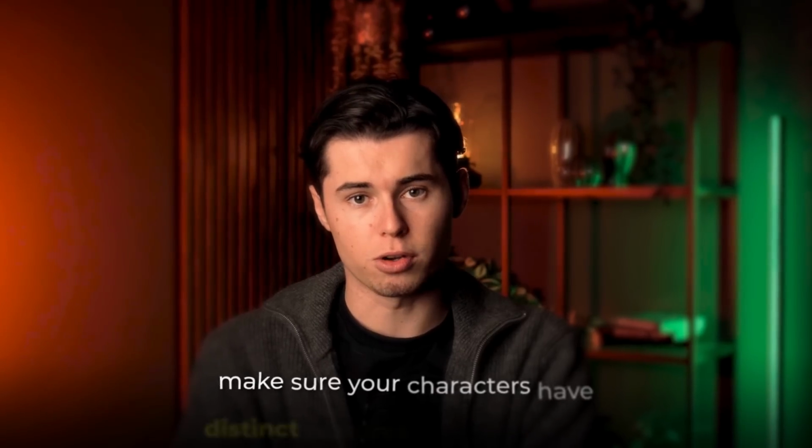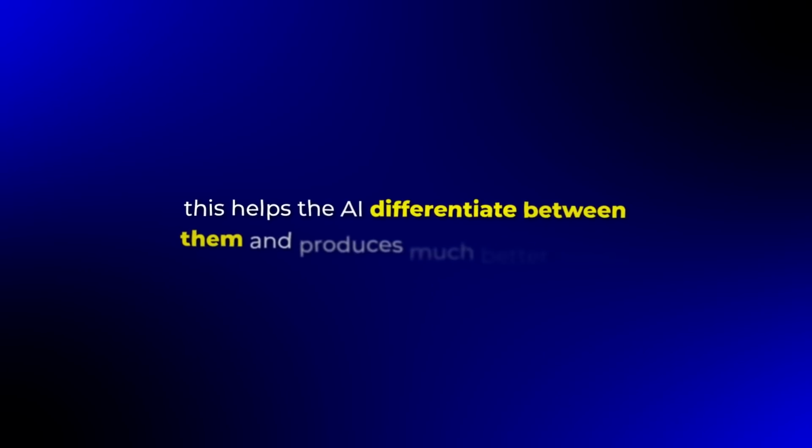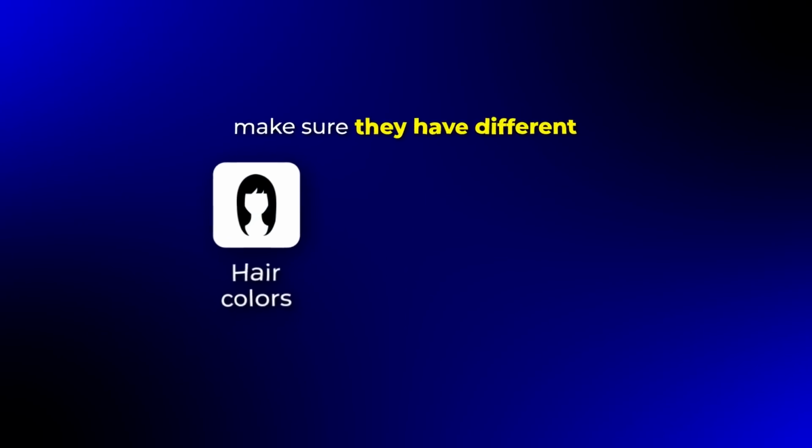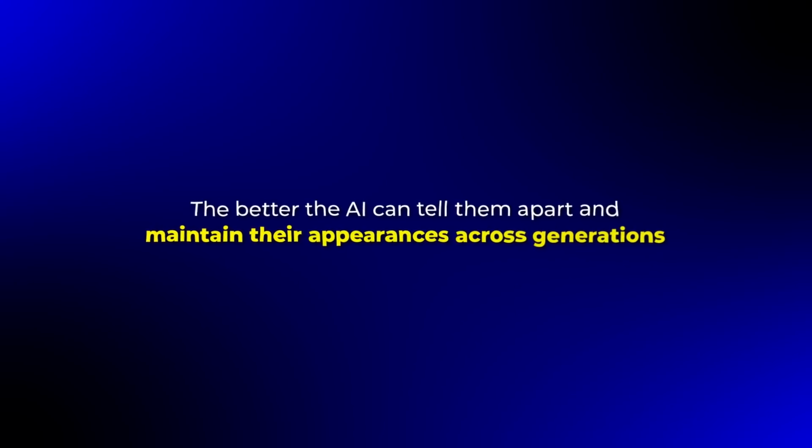And make sure your characters have distinct features from each other, because this helps the AI differentiate between them and produces much better results. For example, if you're creating two female characters, make sure they have different hair colors, different clothing styles, or different body types, because the more distinct they are, the better the AI can tell them apart and maintain their individual appearances throughout your generations.